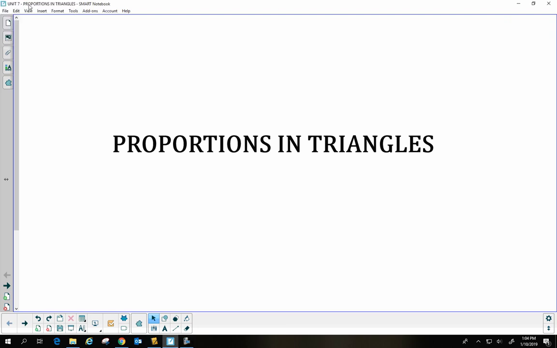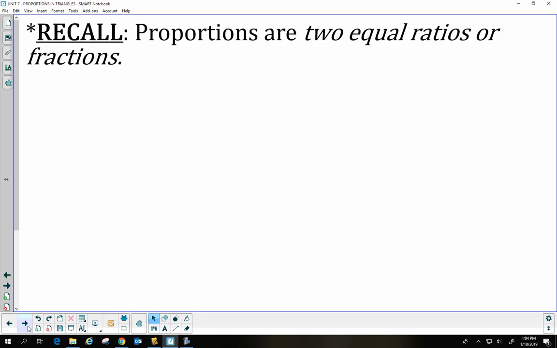Hey all, today we're going to talk more about proportions, but we're going to talk about some special proportions that exist in triangles when we have some special lines or line segments. So quick reminder, proportions are two equal ratios or fractions. We've been using them when showing triangles are similar or when we know triangles are similar, but just a quick reminder that that's what it means to be a proportion, two fractions that are equal.